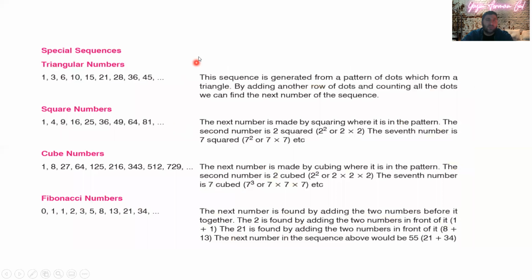Okay, let's look at the next. Here we have the special sequences. We have 4 types of numbers: triangular numbers, square numbers, cube numbers, and Fibonacci numbers.